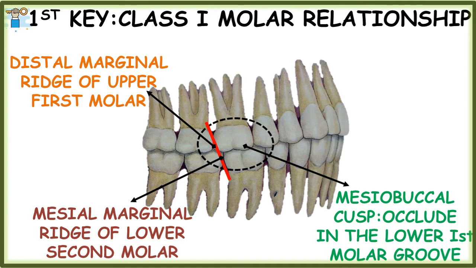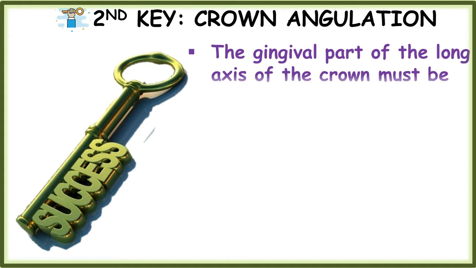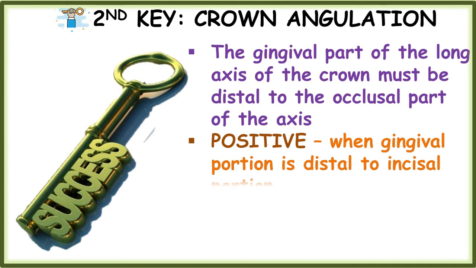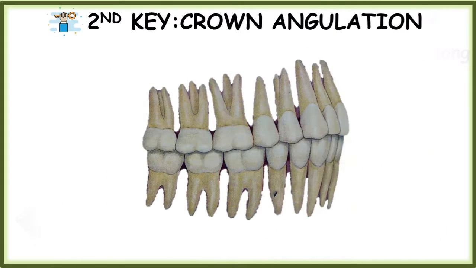Now second key is crown angulation. Under this, the gingival part of long axis of the crown must be distal to the occlusal part of the axis. We have two types of angulation, positive and negative. Positive angulation when gingival portion is distal to incisal portion, and negative angulation when gingival portion is mesial to incisal portion. Look at the figure.